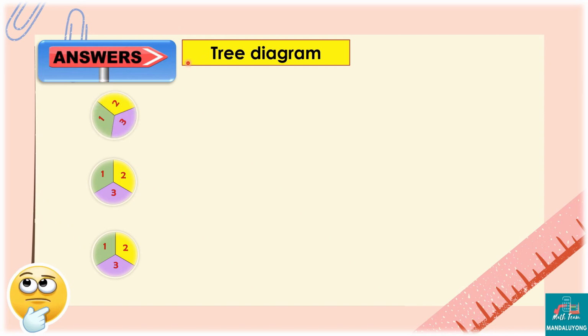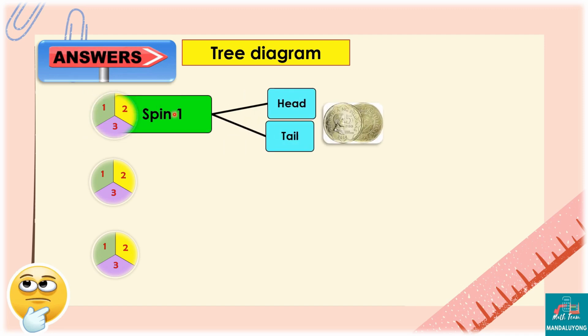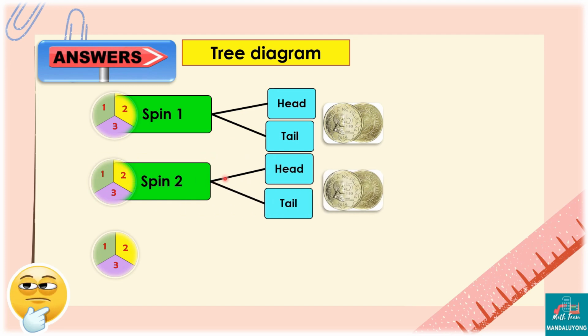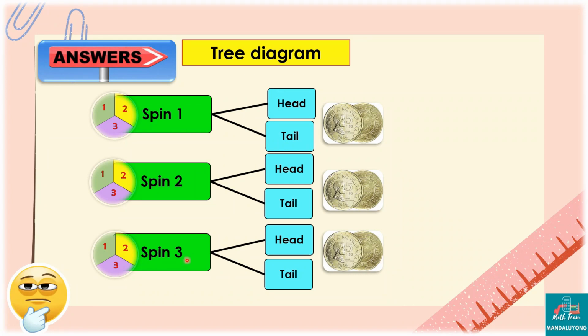Sa unang spin, magkakaroon tayo ng outcome na head o kaya ay tail. Sa ikalawang spin naman, magkakaroon ulit tayo ng outcome na isang head o isang tail. At sa ikatlong spin, magkakaroon ulit tayo ng outcome na isang head o isang tail.